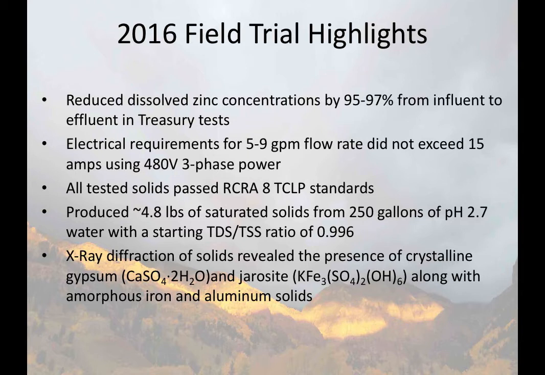But we did produce 4.8 pounds of solids out of 250 gallons of pH 2.7 water that started with a dissolved solids to suspended solids ratio of 0.996. That means basically all of our water had dissolved solids. So the fact that we were able to pull it out on a 1 micron bag is remarkable. It means that we were transitioning dissolved solids into suspended solids that we were capable of grabbing.